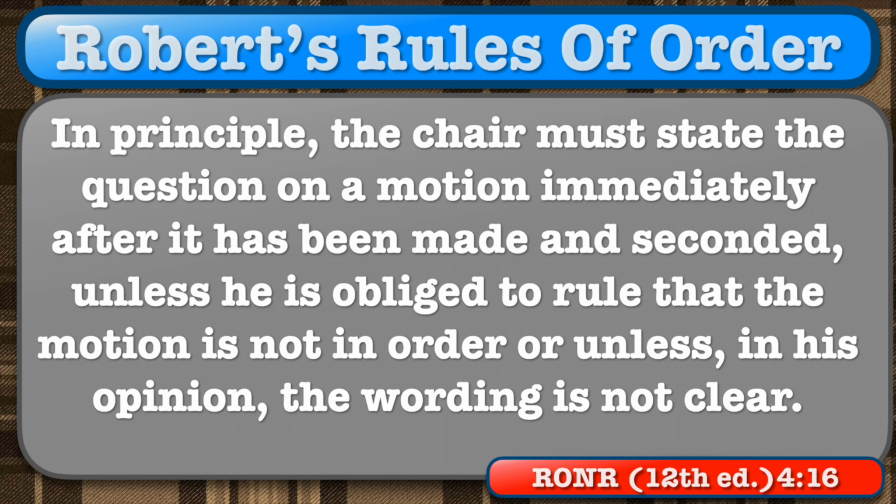Section 4, paragraph 16 of Robert's Rules of Order provides, "In principle, the chair must state the question on a motion immediately after it has been made and seconded, unless he is obliged to rule that the motion is not in order or unless, in his opinion, the wording is not clear." So what happens if the chair rules the motion out of order?